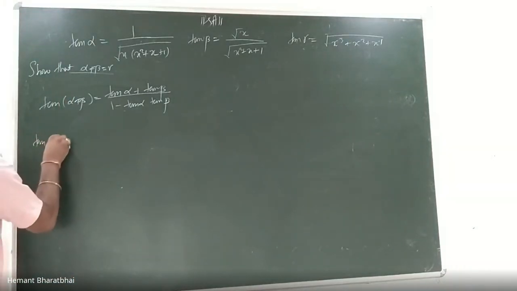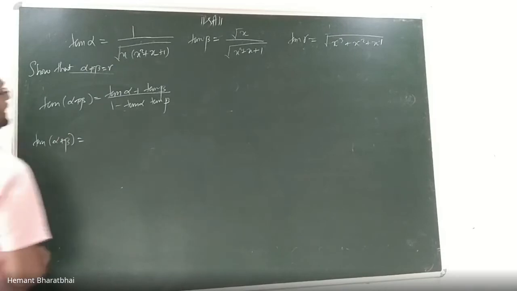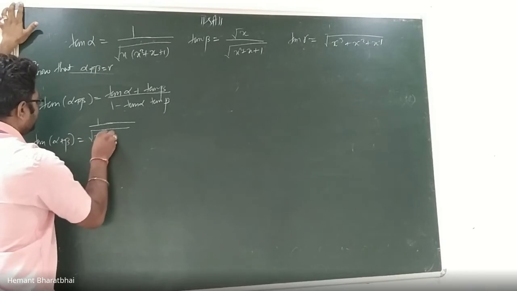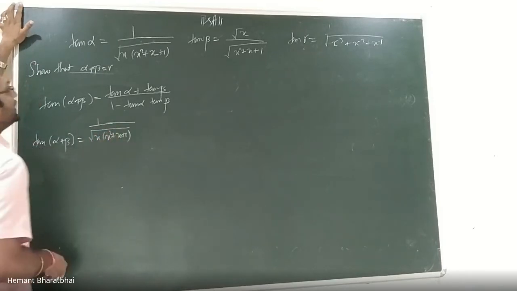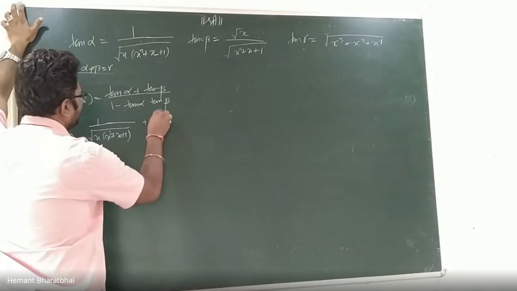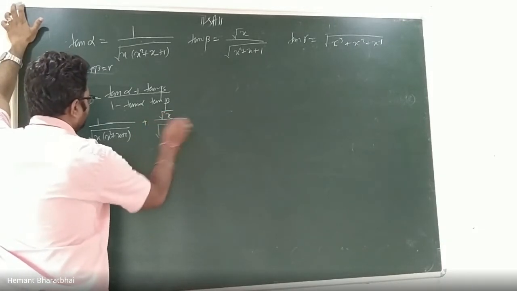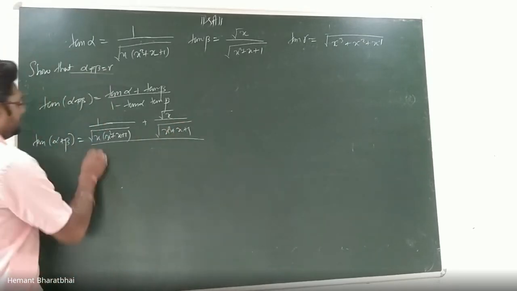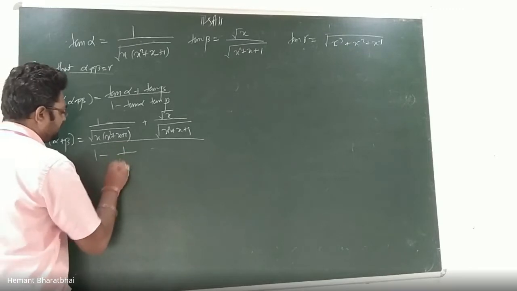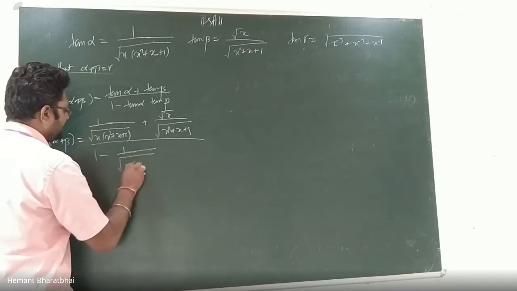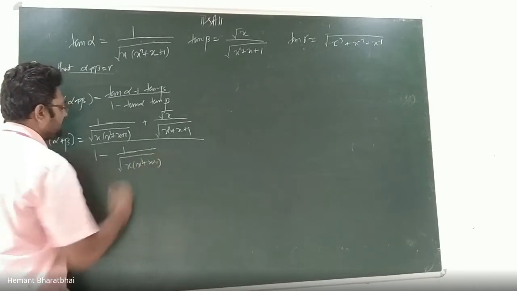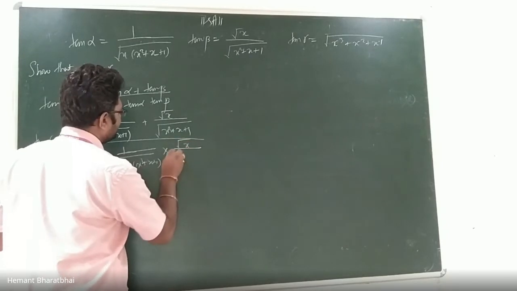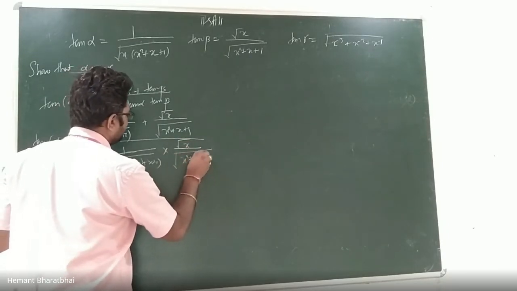So I have applied that formula. Therefore, tan of alpha plus beta is equal to, the value of tan of alpha is 1 upon root of x into x square plus x plus 1, plus tan of beta, the value of tan of beta is root x upon under root of x square plus x plus 1, divided by 1 minus tan of alpha, that is 1 upon under root of x into x square plus x plus 1, into tan of beta, which is root x upon under root of x square plus x plus 1.